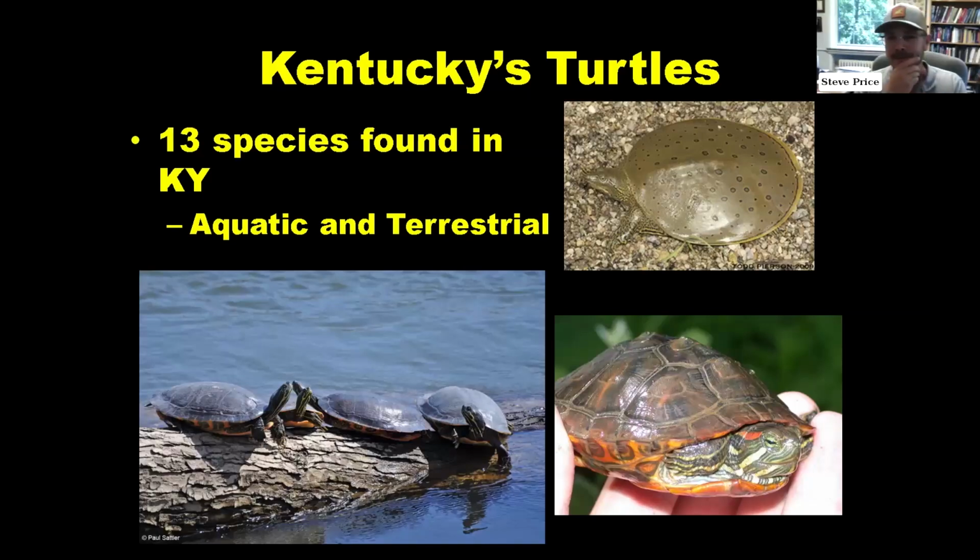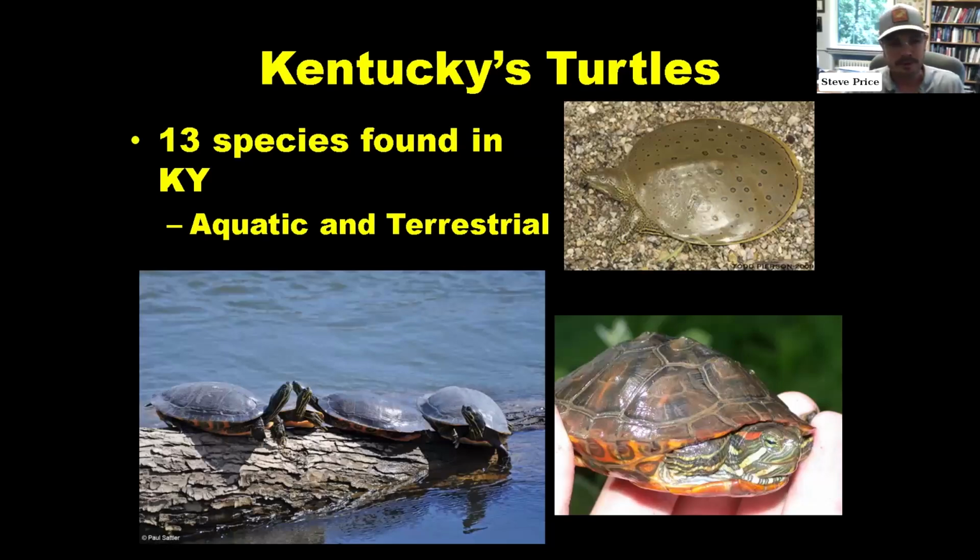So let's talk a little bit about turtles. 13 species are found in Kentucky. Most of our turtles are aquatic. We have some that are a little more terrestrial, like the box turtle. We have things like the soft-shelled turtle, the red-eared slider, and river cooters, and they inhabit places from ponds to wetlands to a lot of our larger rivers and streams.